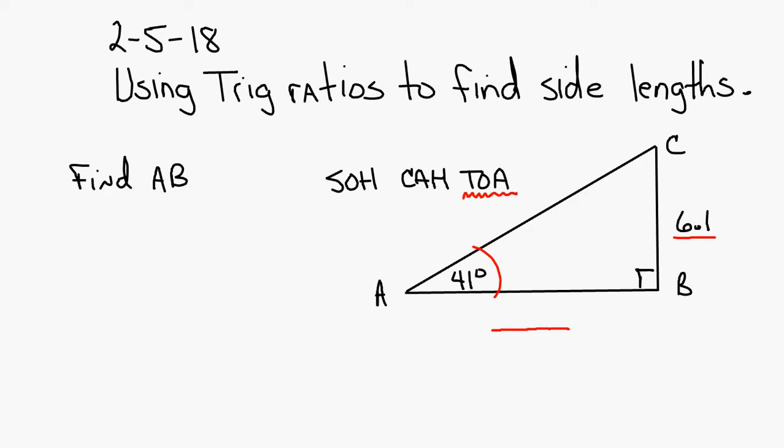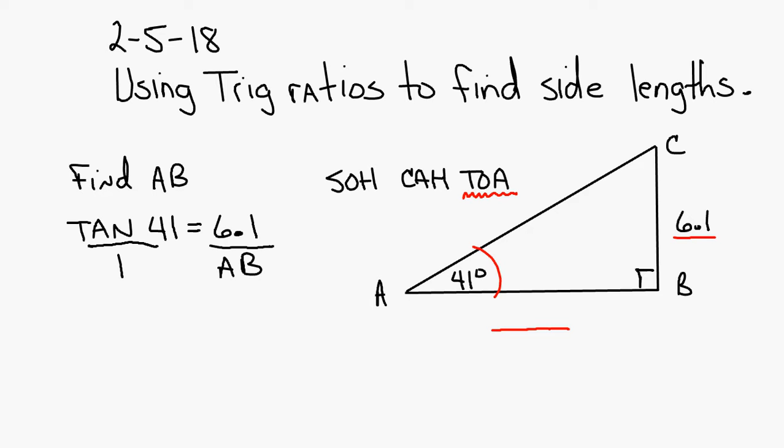So you write a proportion. You take tan 41 and you make it equal to the side opposite the angle, which is 6.1, over the side you're trying to find, which is side AB. That's your setup. That's the hardest part. Now you've got a proportion. This tan 41 can be written over 1.